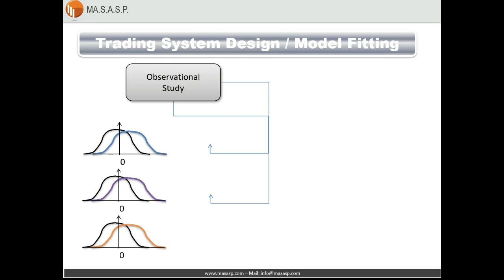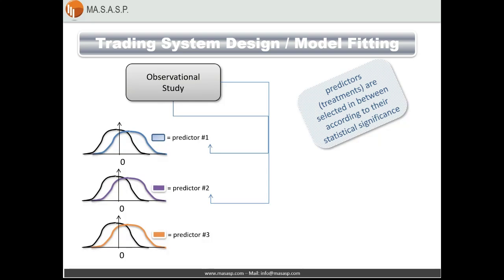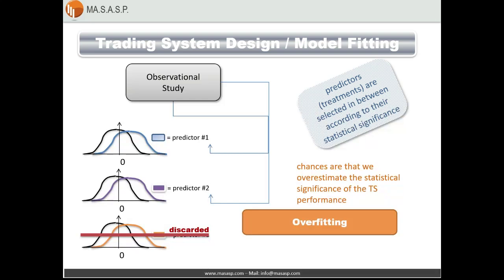This exploratory character is common to the observational studies entailed in the trading system design. The model fitting, in fact, chooses among the predictors. See Lesson 1 in this regard. These observational studies need adjustments too in order to avoid overfitting and confidence limits related issues.